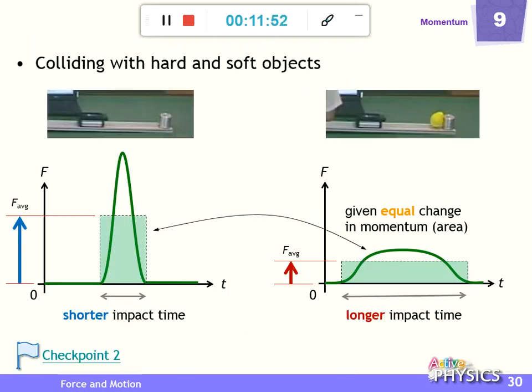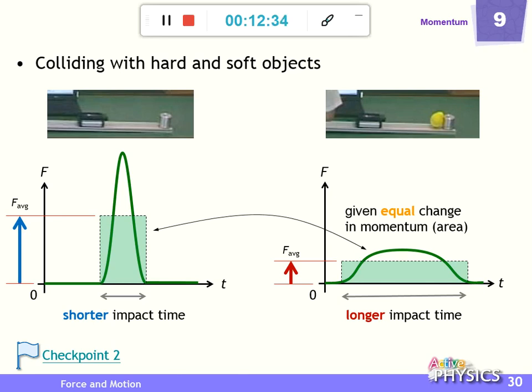Okay, next one. Colliding with hard and soft objects. A hard object is very difficult to deform. It means that the impact time will be shorter than before. But in the initial case, the initial speed U will not be changed. It means that the initial momentum will not be changed. After colliding with the object, maybe it finally stops, so the total momentum change will be the same. Okay, then the area under the F-t graph will be the same.